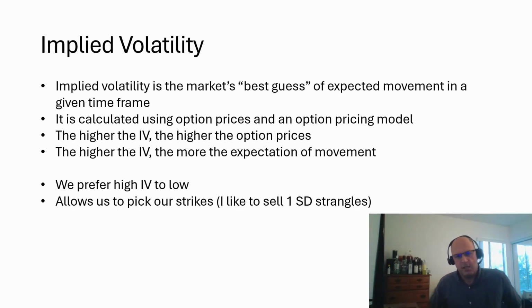As I said at the outset in the intro here, implied volatility is the market's best guess of what that standard deviation of returns is going to be in a given options series and over a given span of time. But how is it calculated? Because obviously we don't know what's going to happen in the future.